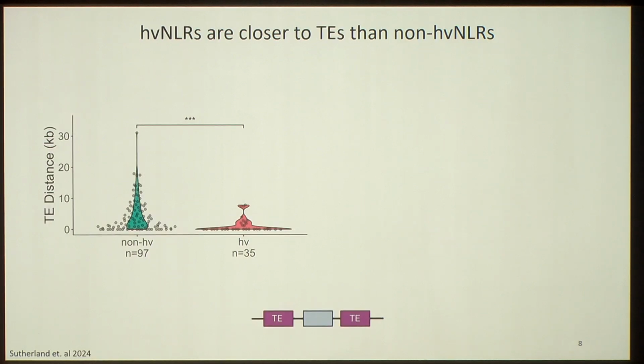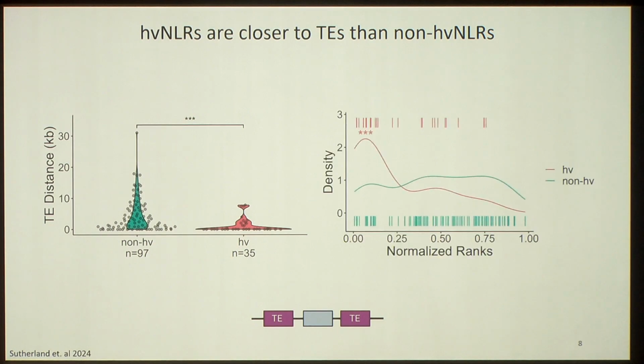And finally, we looked at distance to transposable elements. And we found that the highly variable NLRs are much closer to TEs than non-highly variable NLRs. And this is actually a median TE distance of 0. So these highly variable NLRs often have transposable elements in their introns or 5' or 3' UTR sequences. And the enrichment is quite striking. The highly variable NLRs are among the closest genes to transposable elements in Arabidopsis, whereas non-highly variable NLRs look like the rest of the genome.